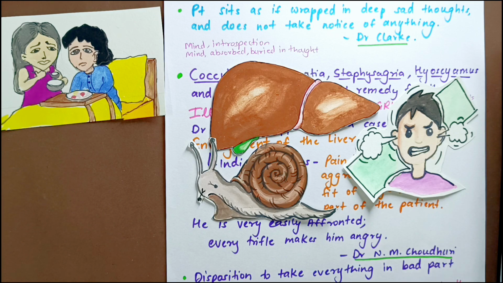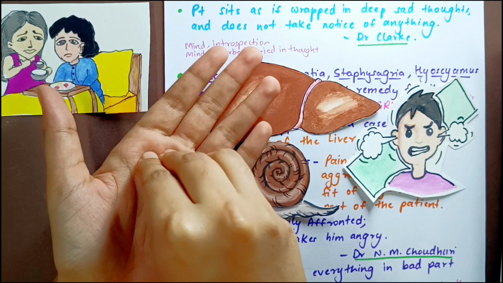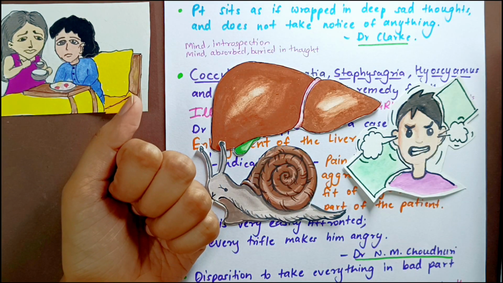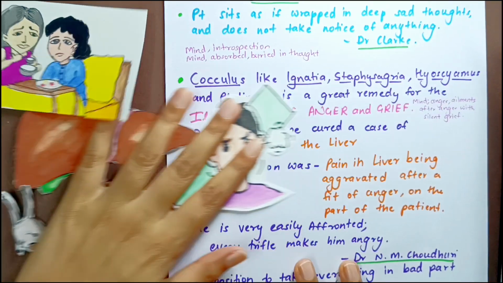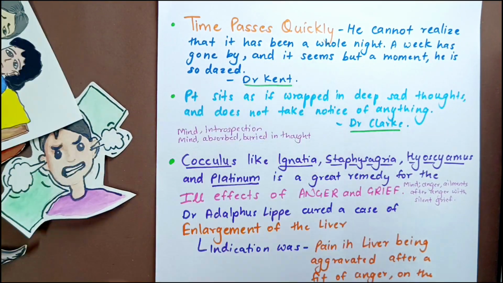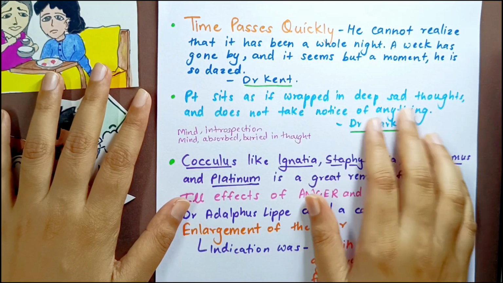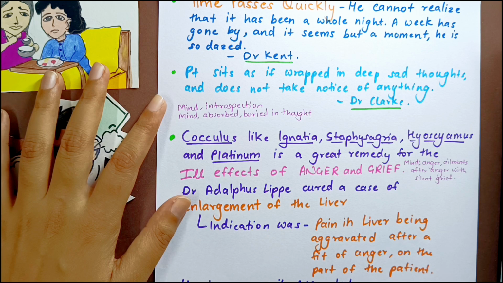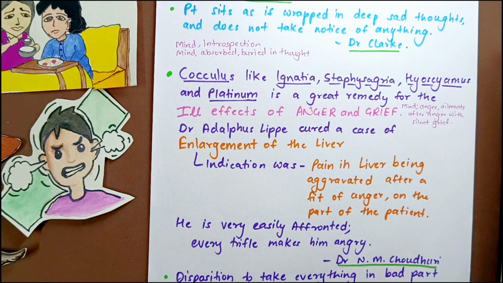And there's this confusion of mind, and if they have an idea in the mind, it will get fixed and they cannot move on to another topic that you're talking about, and they cannot find the right word to speak. Time passes very quickly for them, as we've seen here. They cannot realize how long the time has been. The patient will sit as if wrapped in deep sad thoughts, and the rubric for that is mind absorbed, buried in thought.